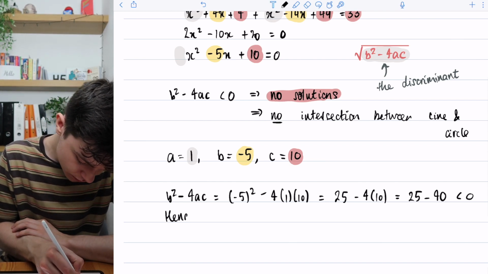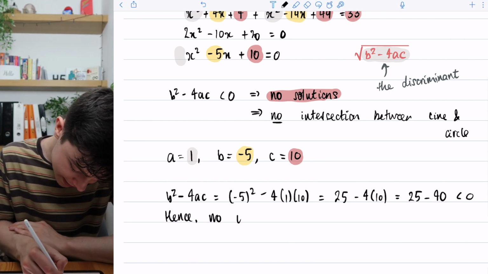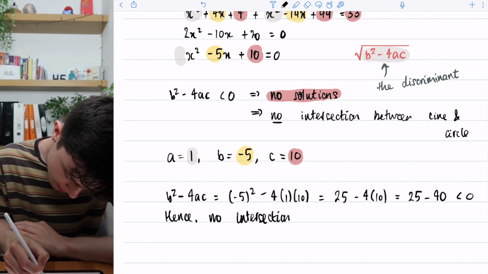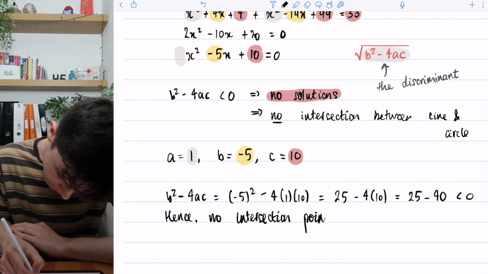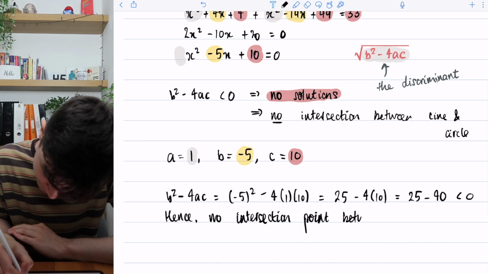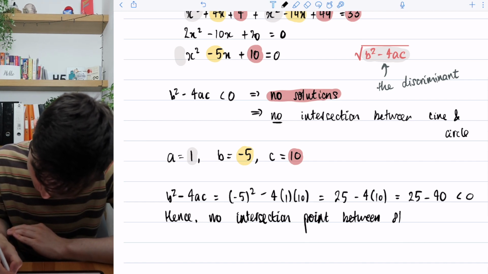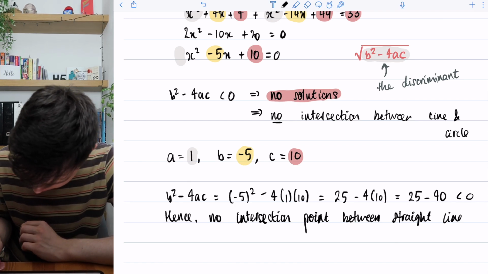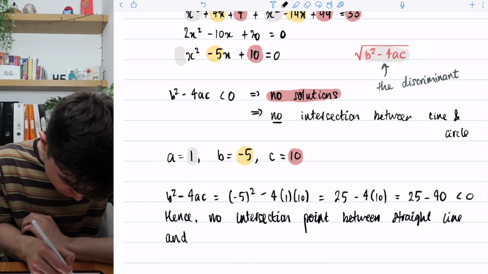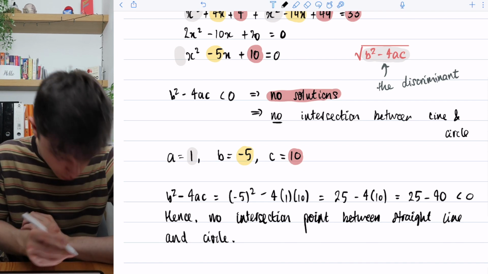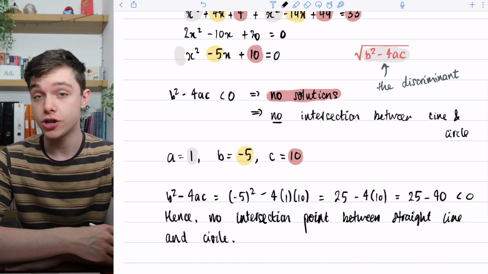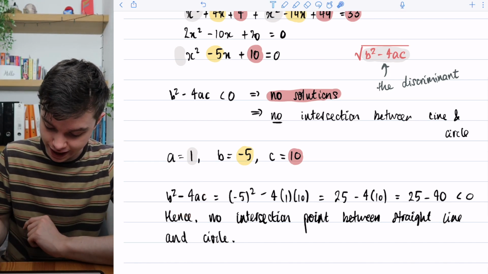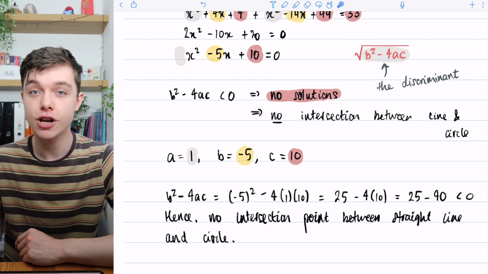Hence, no intersection points between a straight line and the circle. So therefore, we have shown what the question wanted us to show. We've shown that the discriminant is less than 0, so we've finished the question.